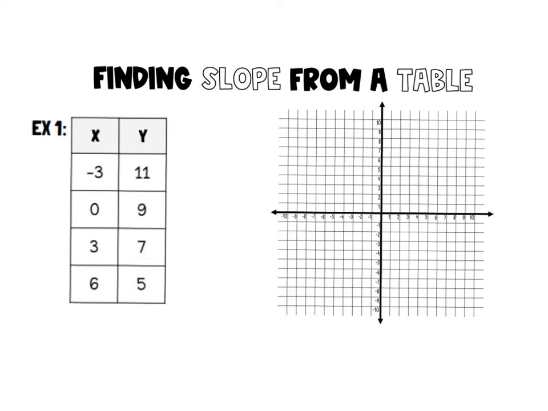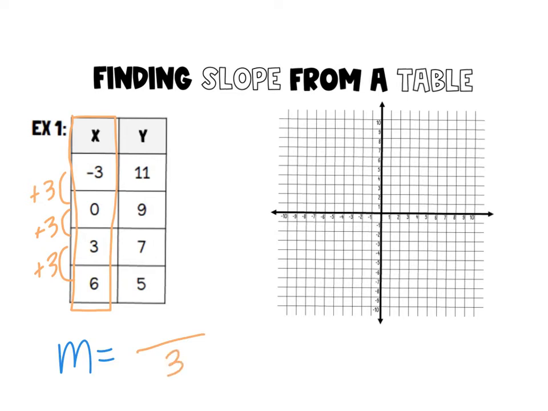So what I want to look for is, I'm going to start with my X column right here. And we're going to look for a pattern. So from -3 to 0, the change is add 3. From 0 to 3, the change is add 3. And then from 3 to 6, we are again adding 3. So that means our rate of change for the X column is add 3. So I'm going to put that in the bottom of my fraction.